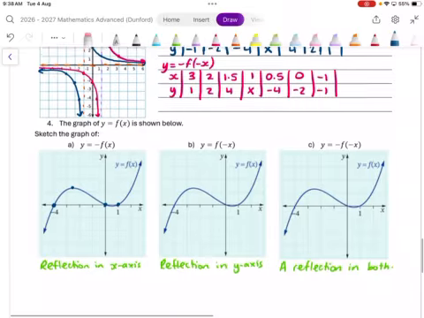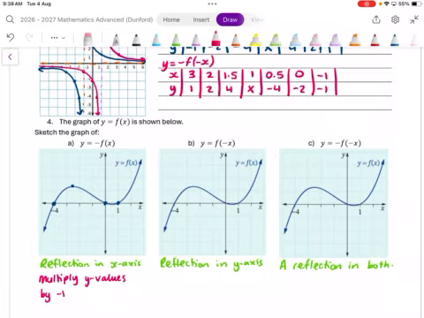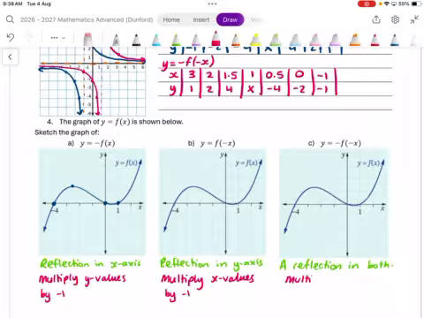What you need to do, if you're reflecting in your x-axis, that means you are multiplying your y values by negative 1. If it's a reflection in the y-axis, you are multiplying your x values by negative 1, and then you're multiplying both values. All right, give that a go yourself.